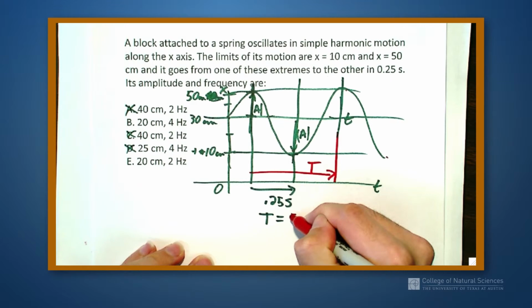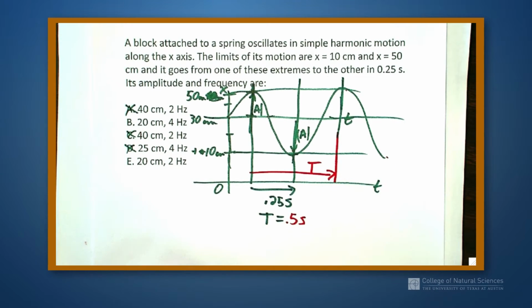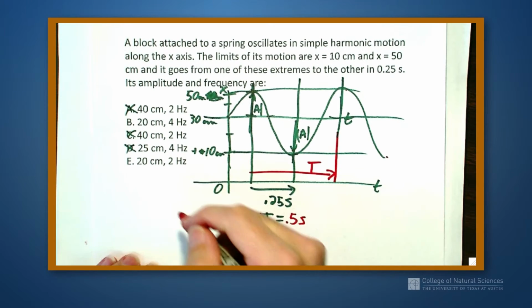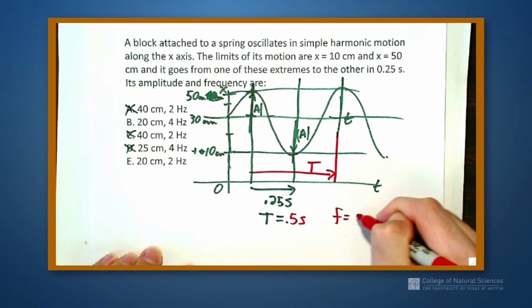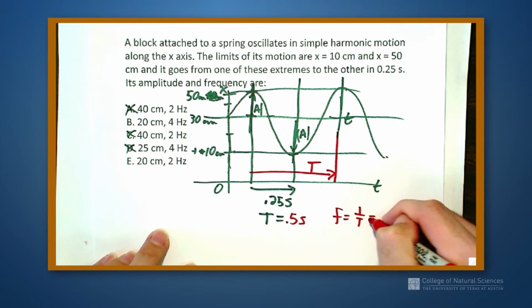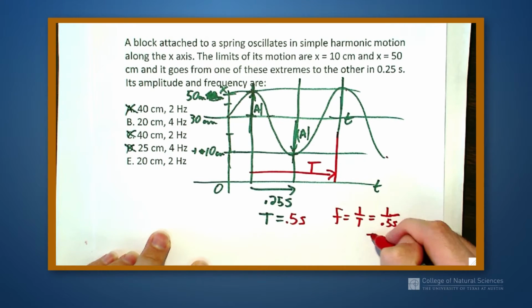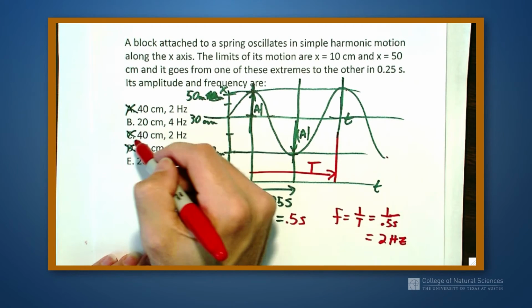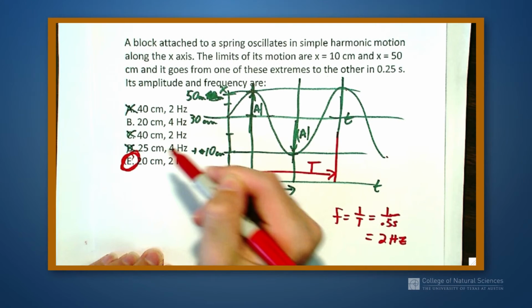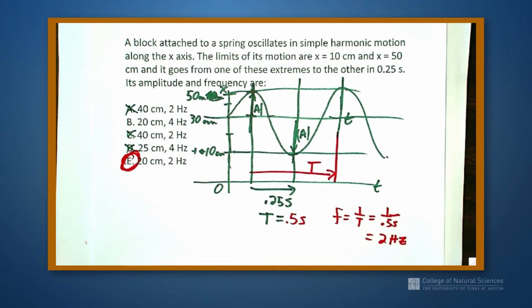So it's 0.5 seconds. And I know that the frequency is equal to 1 over the period, which is equal to 1 over 0.5 inverse seconds, which is equal to 2 hertz. So I get answer choice E, maybe different for you, but answer choice E for me is the value that I get for this.